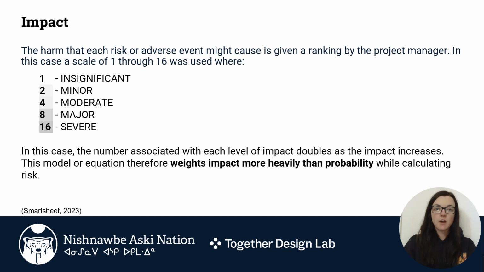We will now look at how to rank the impact of each risk. The harm that each risk or adverse event might cause is given a ranking by the project manager. In this case, a scale of 1 through 16 was used, where 1 was insignificant, 2 was minor, 4 moderate, 8 was major, and 16 was severe. In this case, the number associated with each level of impact doubles as the impact increases. This model or equation therefore weighs impact more heavily than probability when calculating risk.